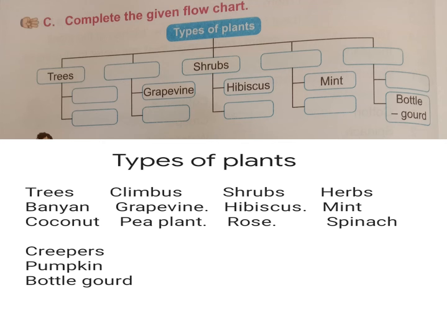And after that you have grapevine. You have one box. What did you write? What is your answer? I have given pea plant. Check your answer, all of you. Next one.